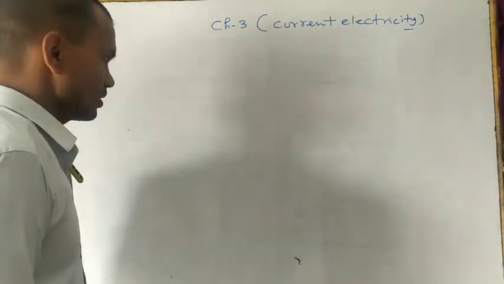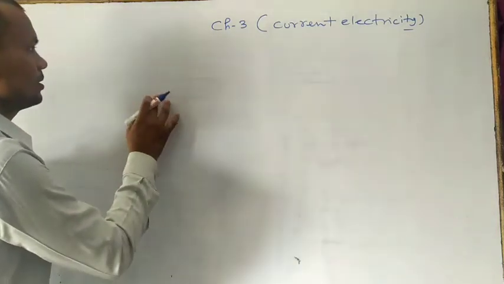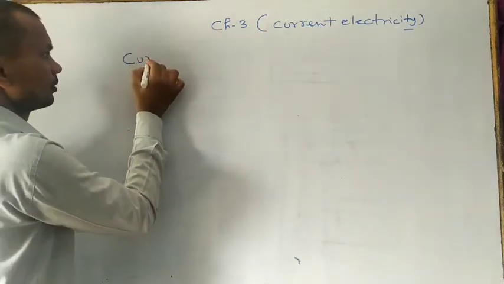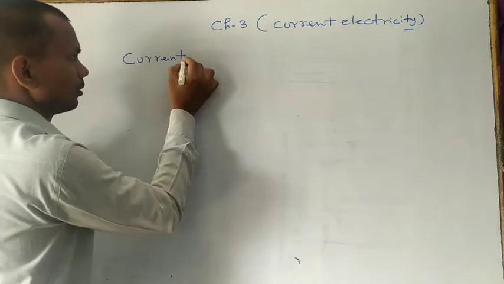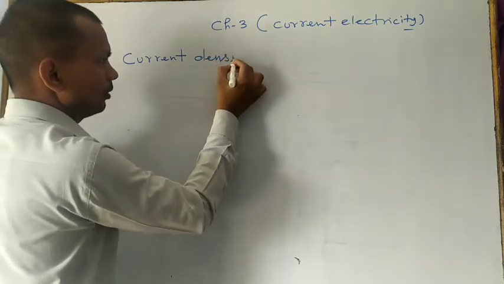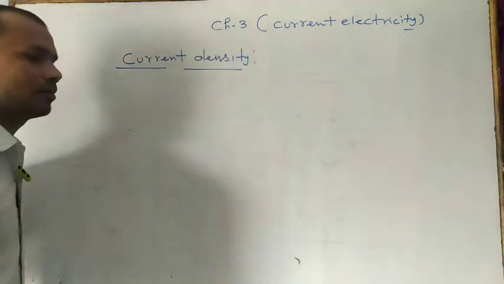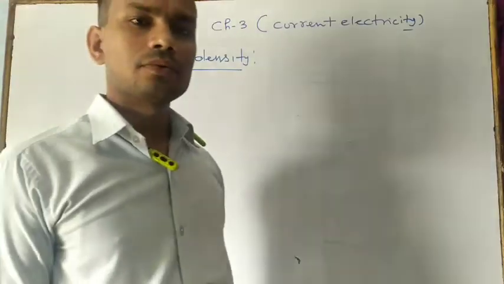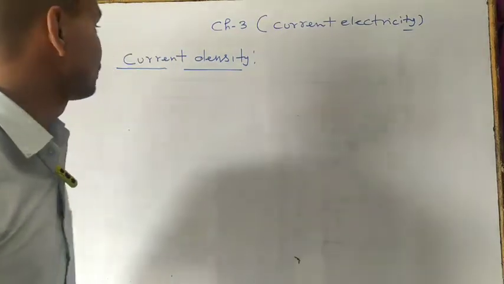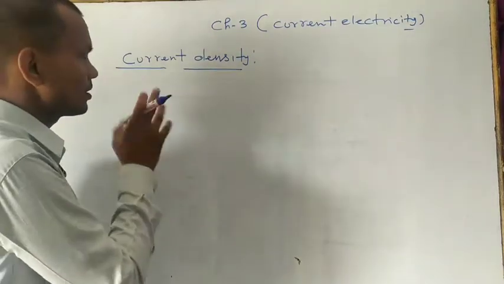Now we are going to discuss the next topic that is related to the current density. Here you have to see, we know about the current, means the flow of charges per unit time through any conductor. This is known as electric current or simply current.